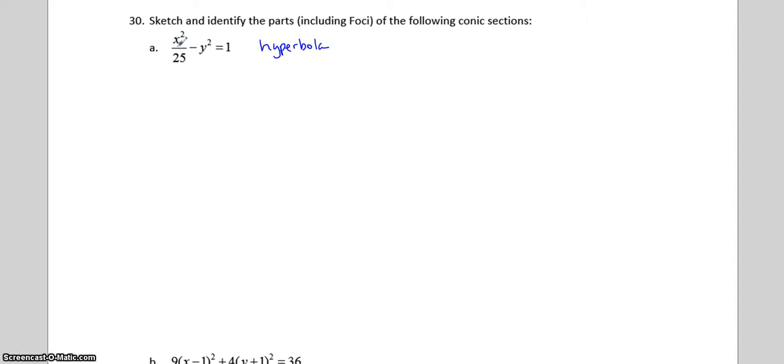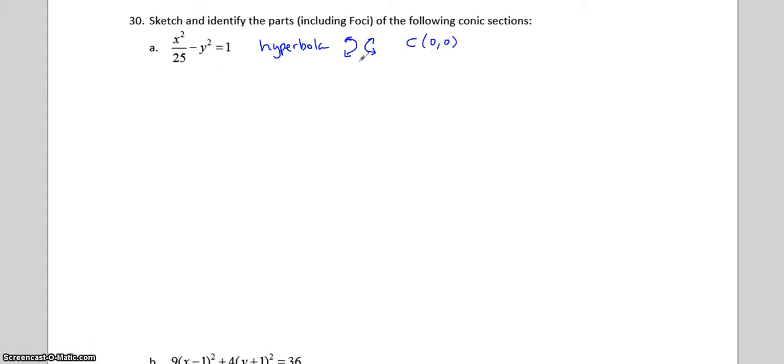It's positive in the x dimension, so we know it's going to open up east-west, along the positive dimension. We can easily see the center here. You can think of these as x minus 0 squared, y minus 0 squared. So the center is going to be 0, 0.